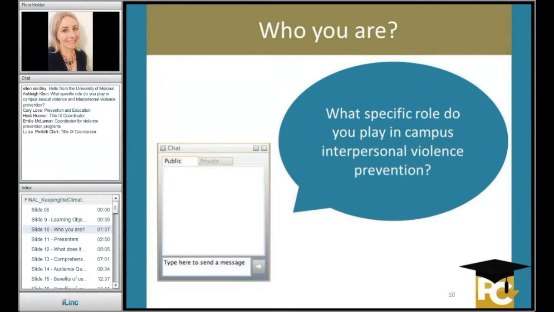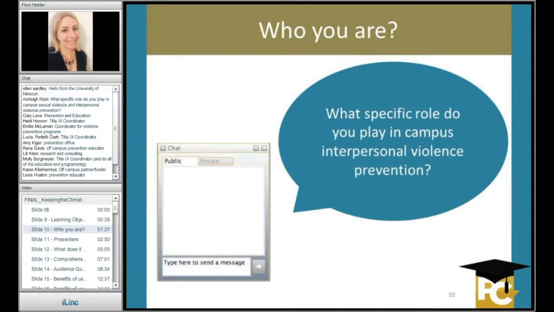Maybe you're working in Title IX. There we go, Title IX coordinator. We have a coordinator for violence prevention programs. Folks working in the prevention office as prevention educators. Research and consulting. Title IX coordinator again, off-campus partner and funder, prevention educator. We're seeing all sorts of different roles that you all are playing on campus when it comes to preventing sexual and interpersonal violence. There's a good mix of folks who are off campus and on campus. So thank you all so much for answering that, and I'm still reading your responses.